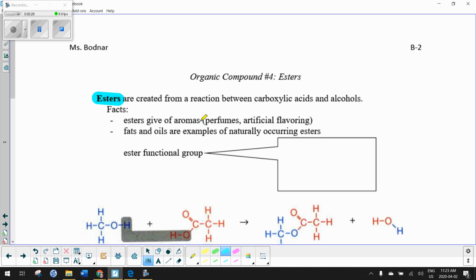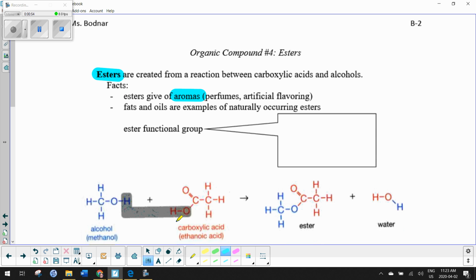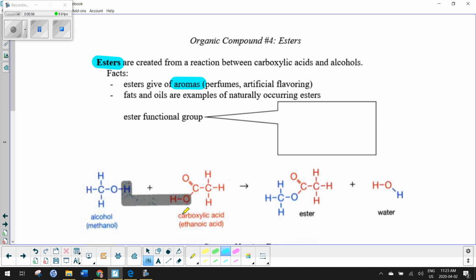Esters give off aromas. The smells that you are smelling are essentially esters. When you smell licorice, that aroma is an ester. Fats and oils are examples of naturally occurring esters, and the ester functional group is unique, since we're taking a carboxylic acid and an alcohol, so it's going to have a combination of those two.